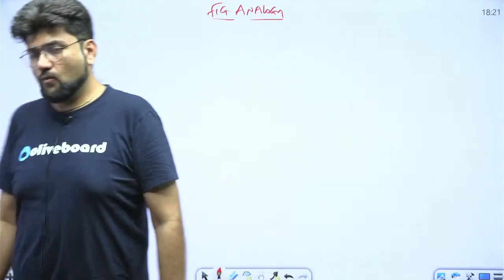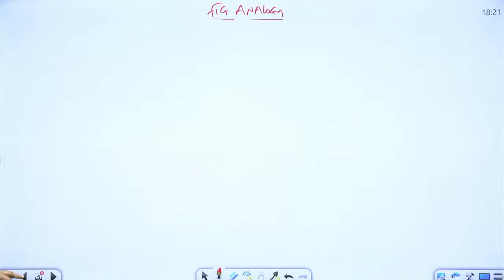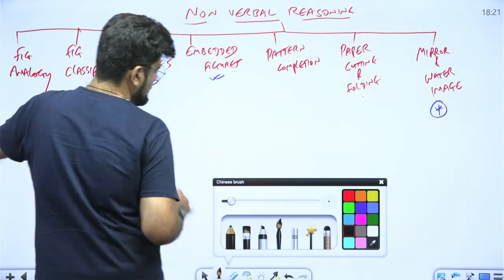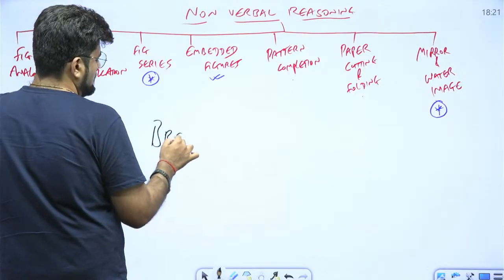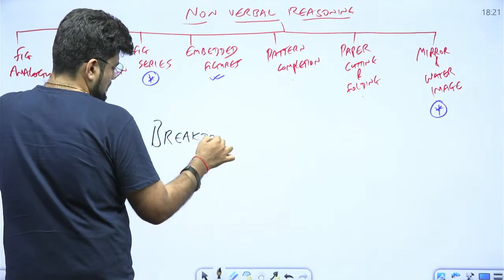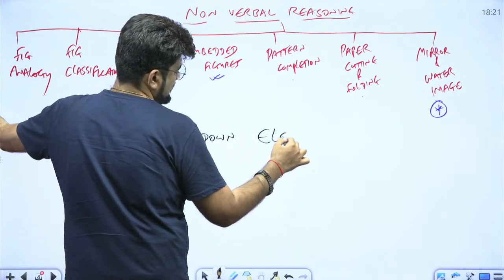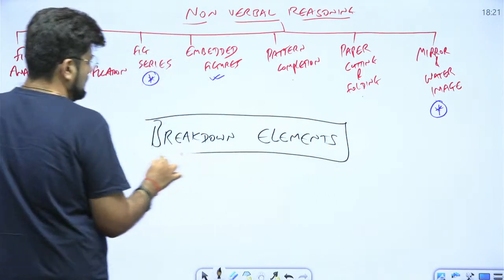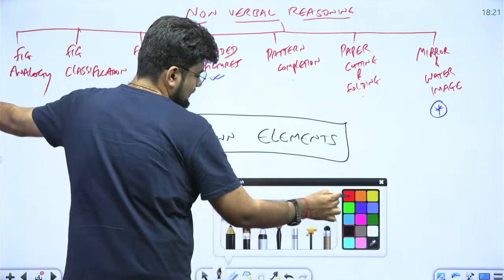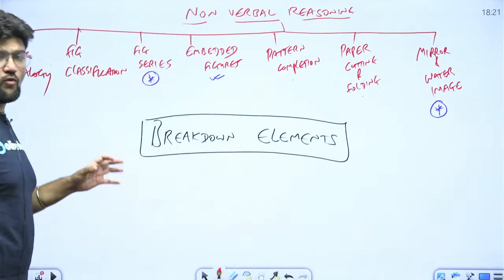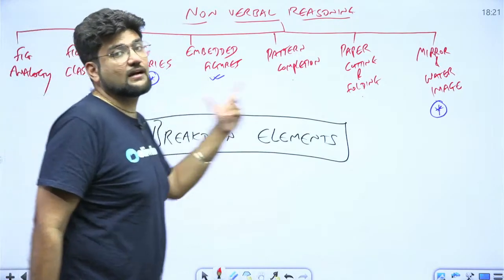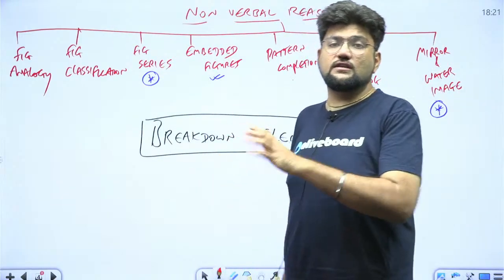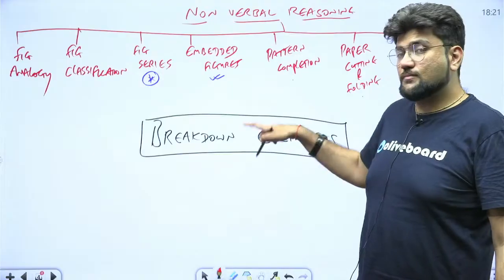Right? Now that reminds me, how do you approach non-verbal reasoning? So you will always break down elements. What is this? I will show it to you. It's not a very big deal. It just has a name. Okay. So basically, rather than solving the complete question, your focus never has to be on solving the complete question, on identifying the full pattern, on completing the full series. No. Your focus has to be on unique elements.